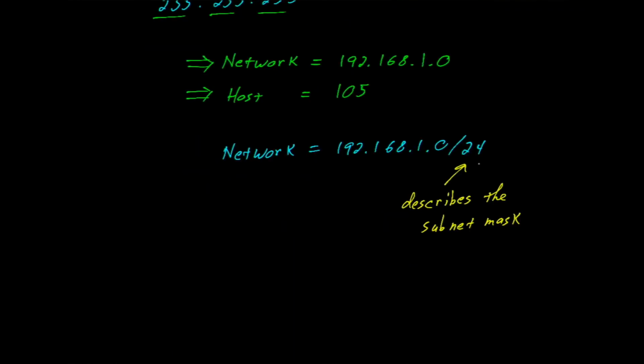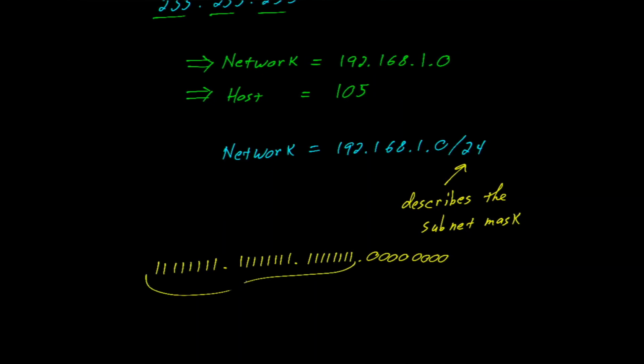So if there's 24 ones, we start on the left, 1, 2, 3, 4, 5, 6, 7, 8, 16. There's 24, and then there would be 8 zeros. Once again, where this is the subnet mask, the 24 leading ones are used to identify which part of the IP address is used for the network identifier. And the part that's not masked is the host ID.